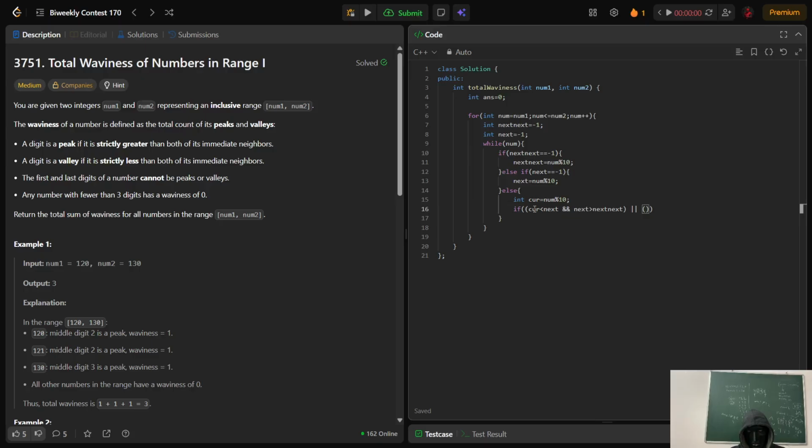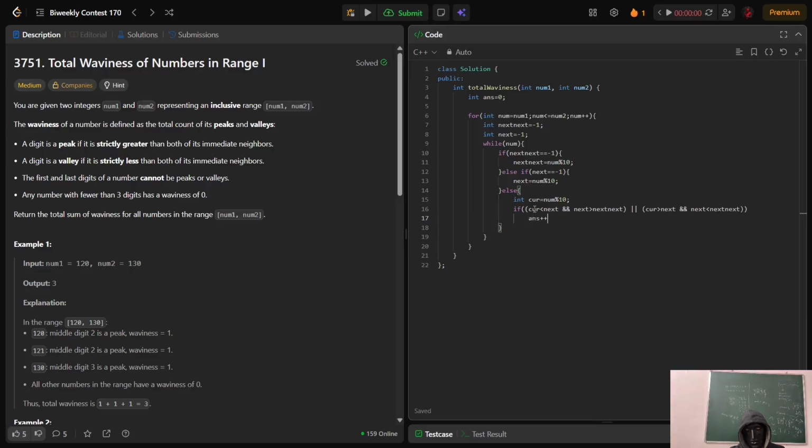Or what we are going to do is we'll have to find the valley. So for that the next value, whatever middle we have, we'll have to check with the current and we'll have to check with the next. So what we are trying to do is if current is greater than next and next is less than next, which means we have a valley. Okay, if these are the cases, then waviness we have got.